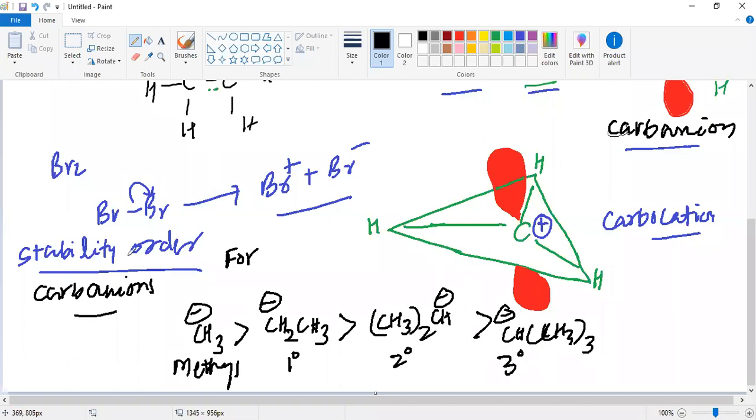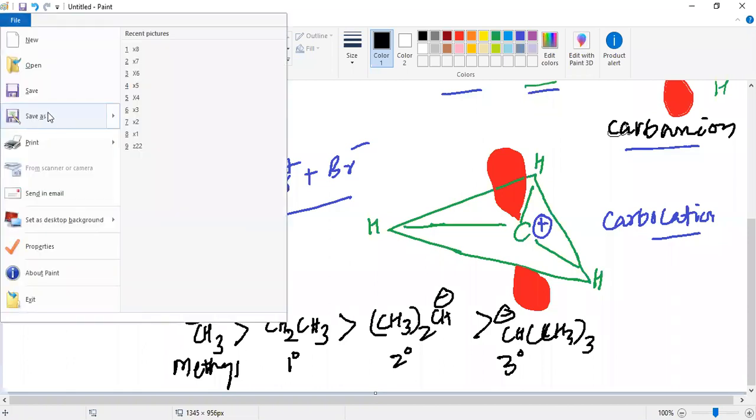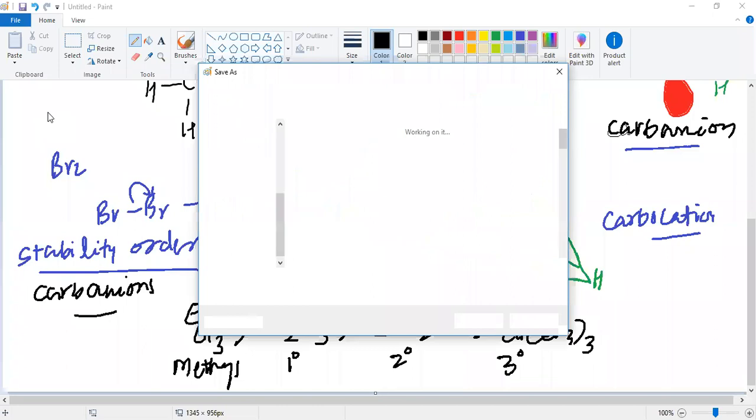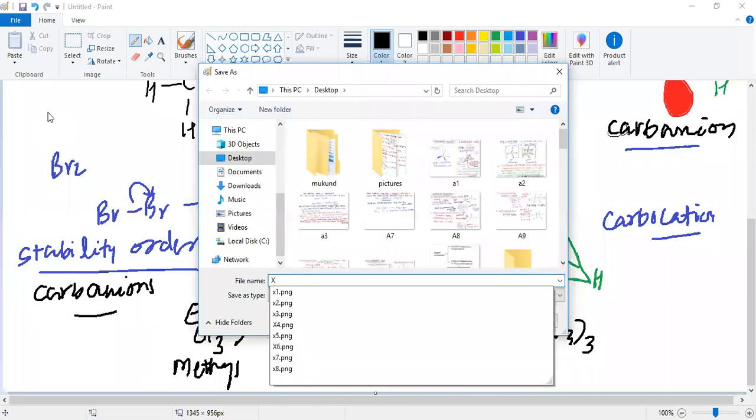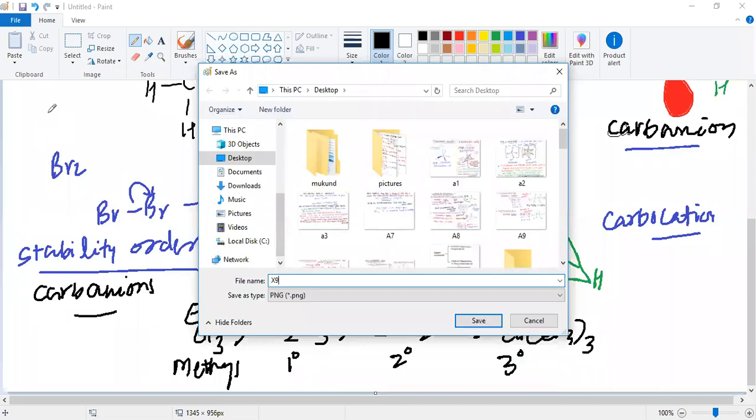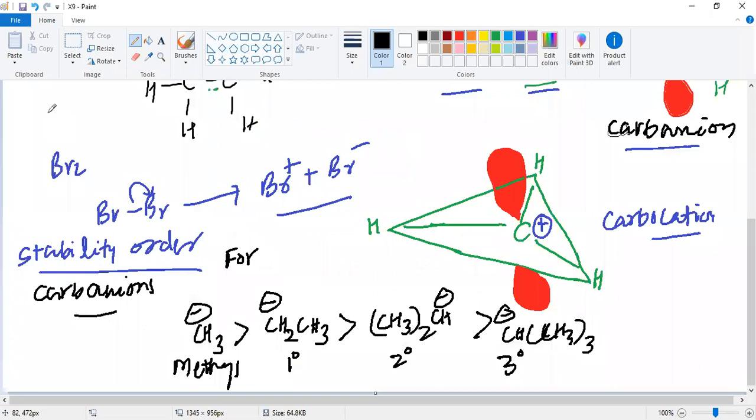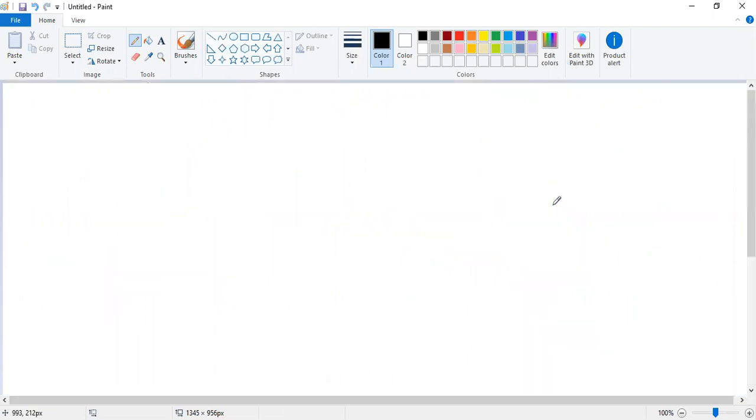So the stability order for carbanion is exactly opposite as compared to the stability order of carbocation. That is what we can easily remember, my dear students. So this is how I hope you can understand the stability of carbanions. Please remember that we have these various types of carbanions. Let us try to see how these carbanions can be formed.